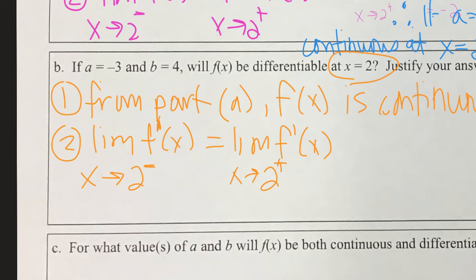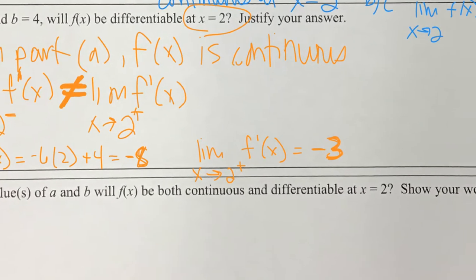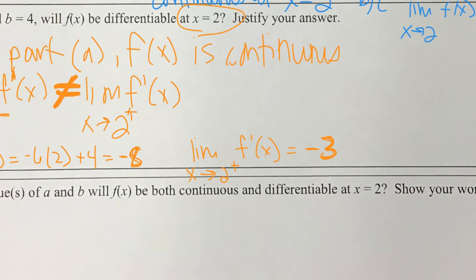First things first, let's do the left. From the left, the limit of our derivative is -8, and from the right, our limit is -3. So we can come back here and conclude that the limit from the left does not equal the limit from the right. Therefore, the limit at 2 does not exist. If the left does not equal the right, then we claim that the limit at 2 of our derivative does not exist.